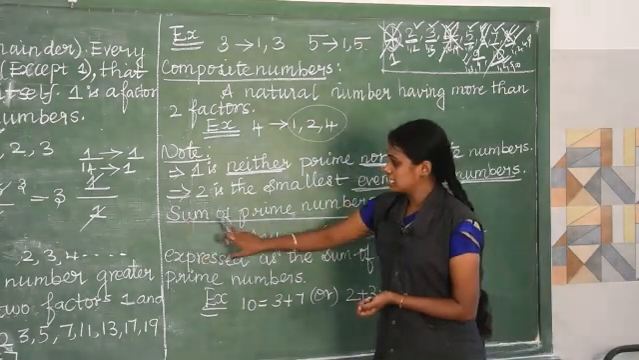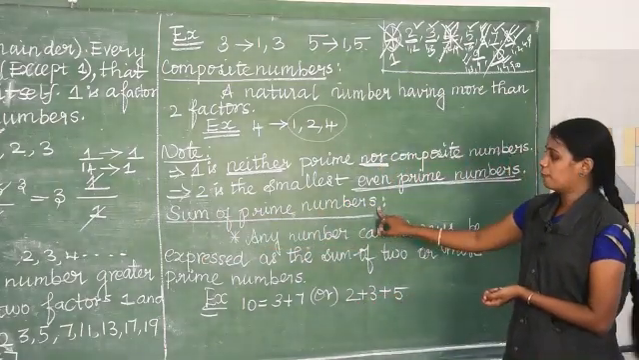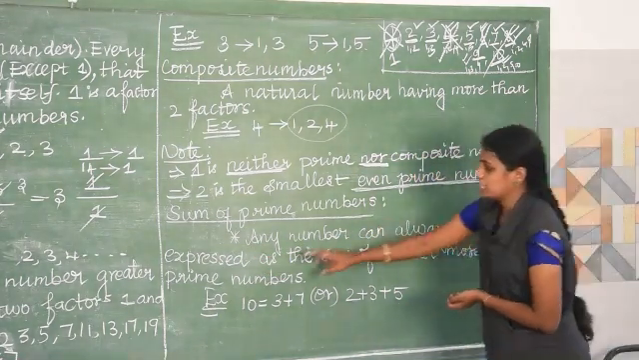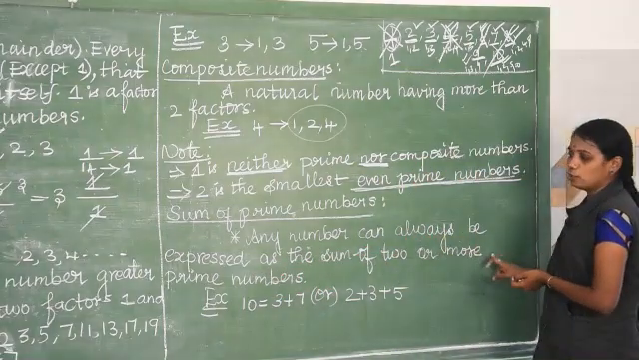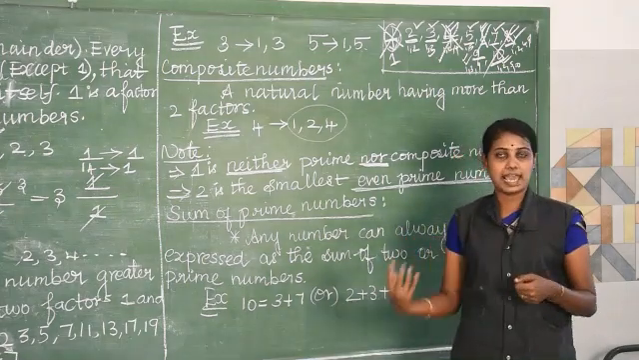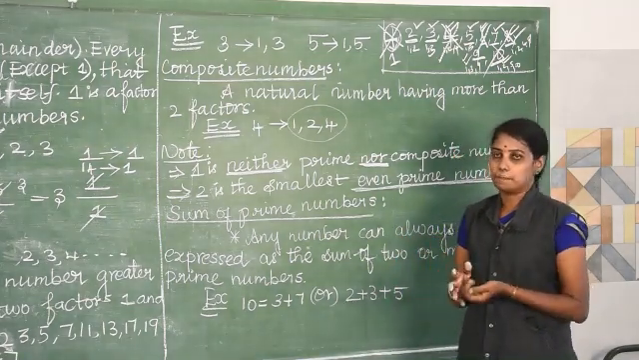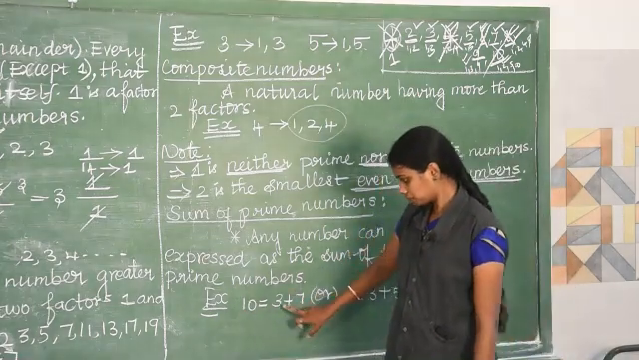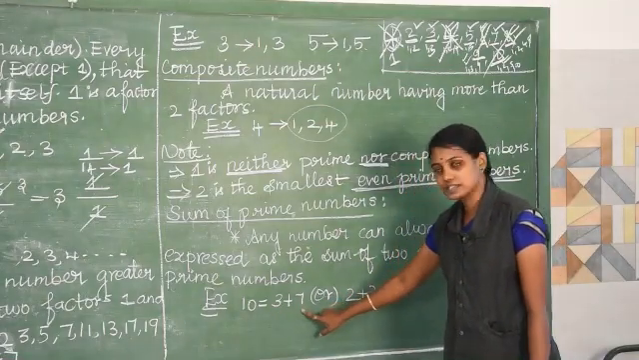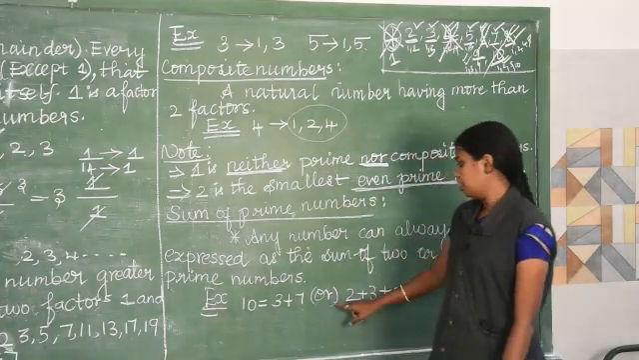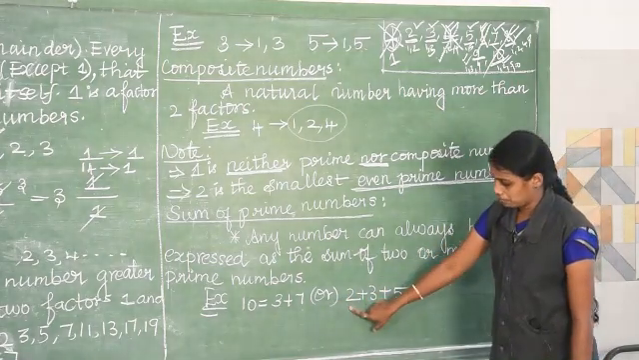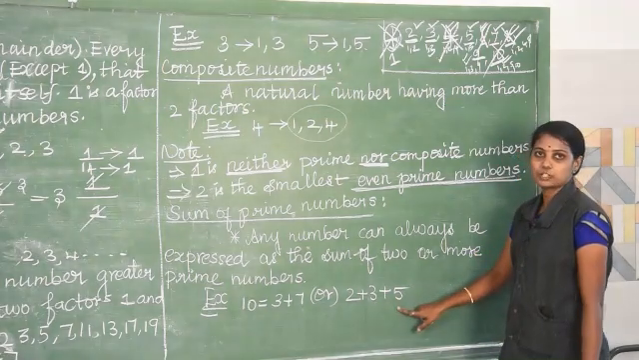Next we are going for the sum of prime numbers. Listen to me. Any number can always be expressed as the sum of 2 or more prime numbers. You can take any number, and that number can be expressed as a sum of prime numbers. For example, 10 I expressed as 3 plus 7. 3 is also a prime number, 7 is also a prime number. Or you can express it as 2 plus 3 plus 5. 2 is a prime number, 3 is a prime number, 5 is a prime number.